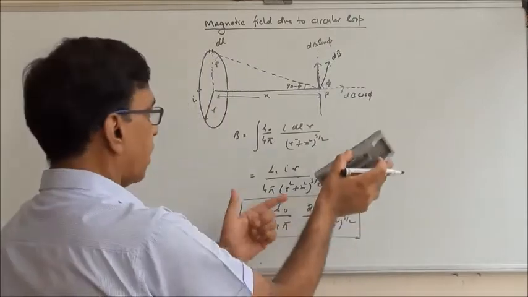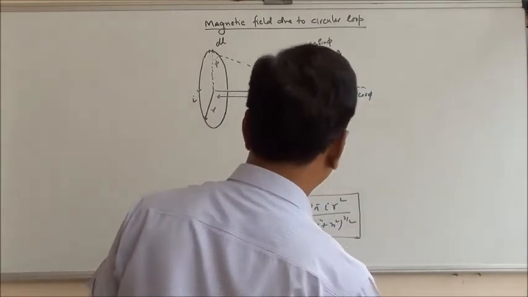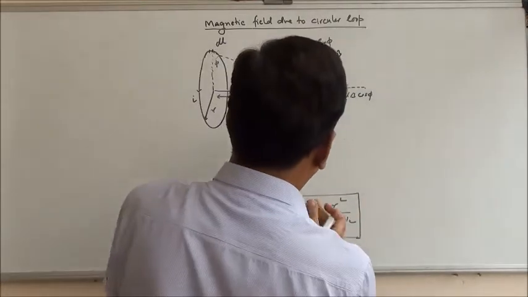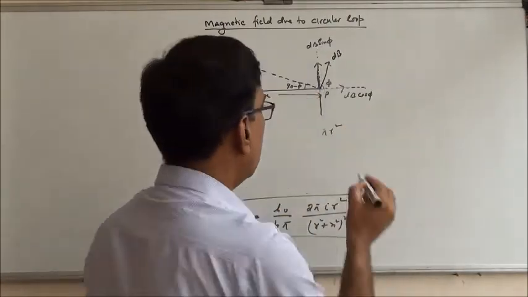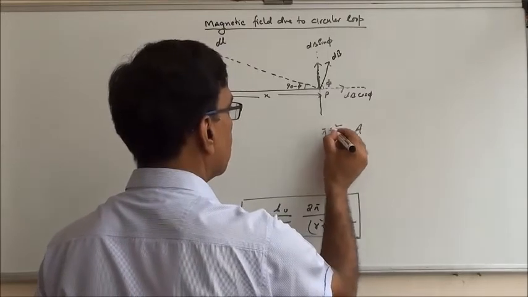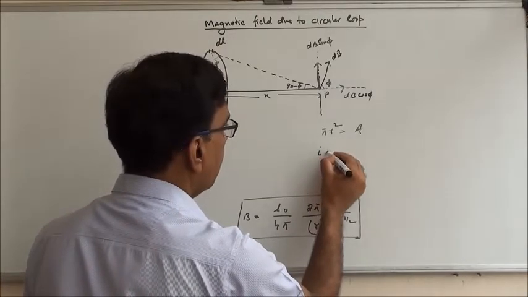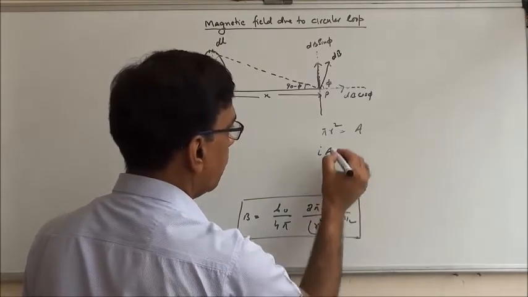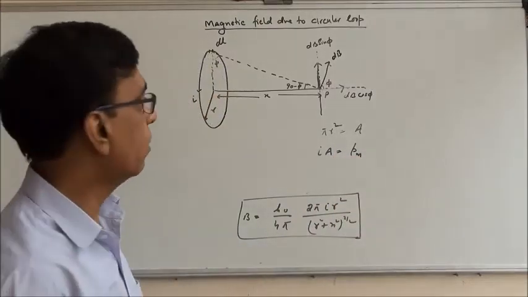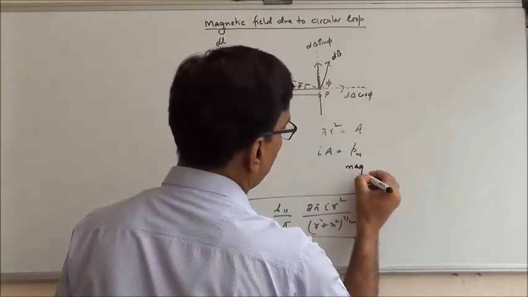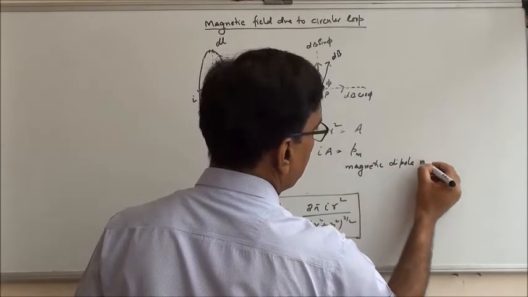Okay, we can simplify this expression further. We can write it in terms of some other quantities. Here, pi r square is actually the area of the loop. So I a becomes I into A. This is also called the magnetic dipole moment. Very important quantity.